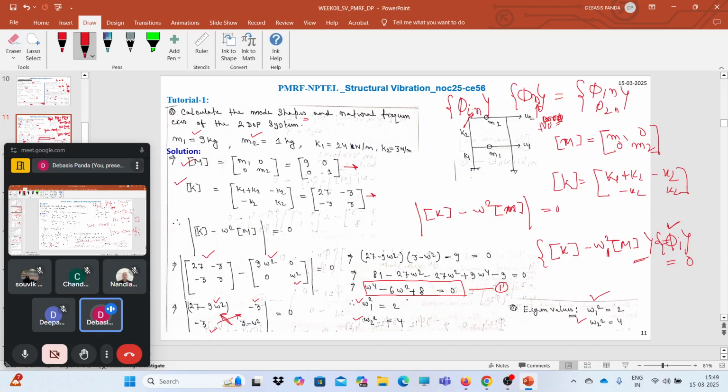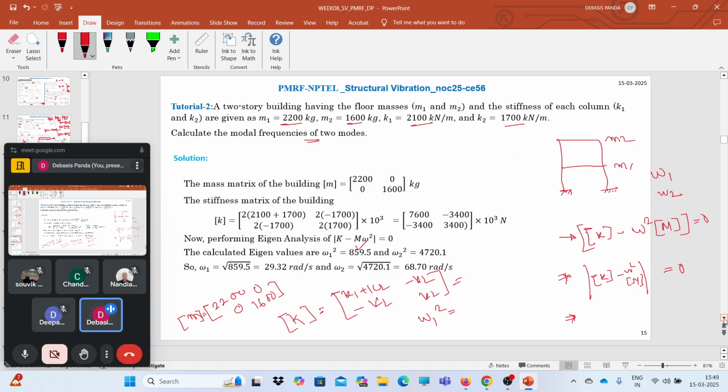After getting the determinant, you will have this kind of equation, and after solving it you will have omega 1 square and omega 2 square. The values of omega 1 square and omega 2 square that I have calculated come as 859.5 and this. So what will be the omega value, the square root of these two? That means omega 1 comes as almost 29.32 rad per second, and omega 2 comes as 68.70 rad per second.